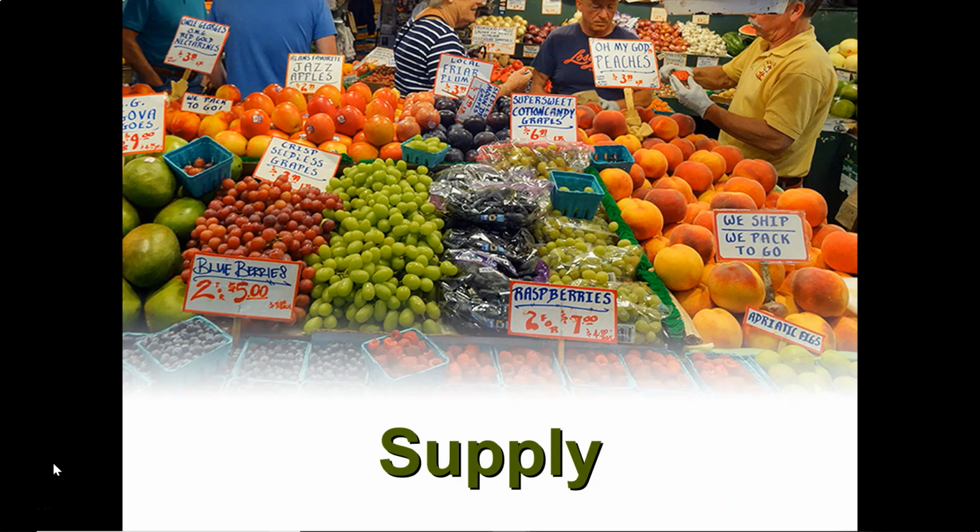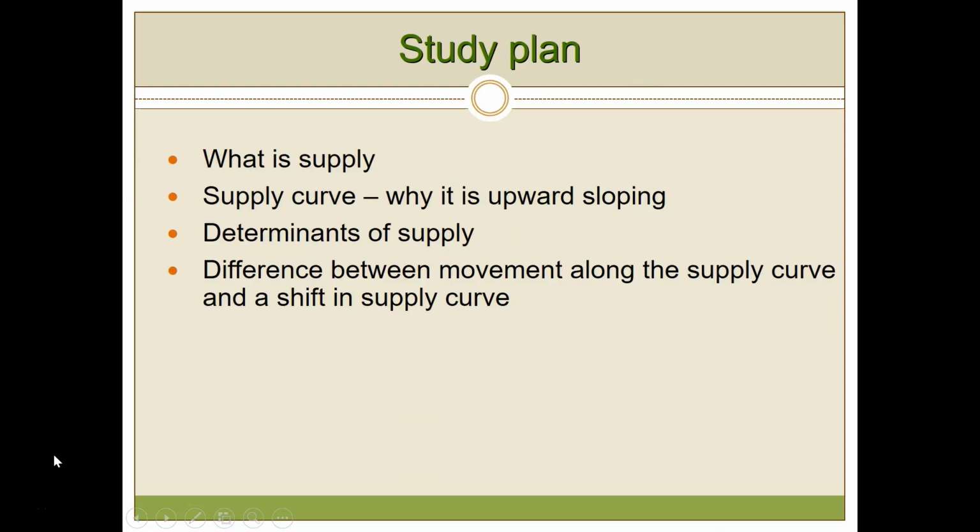Hello everyone. Today we are going to study supply, the law of supply and the supply relationship. This is the study plan, what exactly we are supposed to cover: what exactly supply is, how the supply curve looks like, why it is upward sloping. We will also cover determinants of supply, which are going to shift our supply curve to the left and to the right. And also we'll cover the difference between movement along the supply curve and the shift in the supply curve.